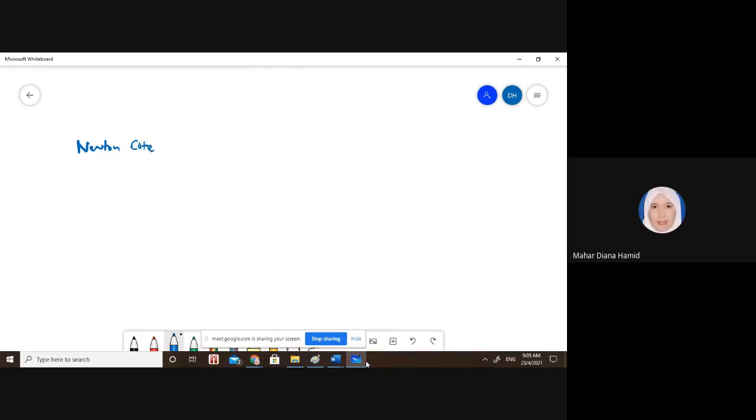Okay, thank you. So this would be our Newton Cotes integration, and we have two methods. The first one is open method, and also closed method. If we have open method, the integration limit is extended beyond the range of the data. So this is for open method.